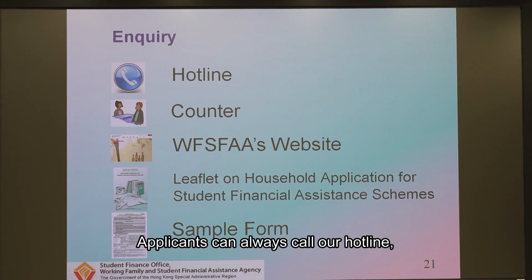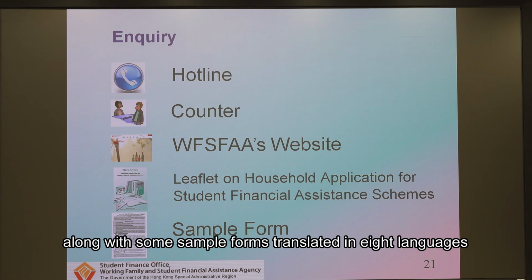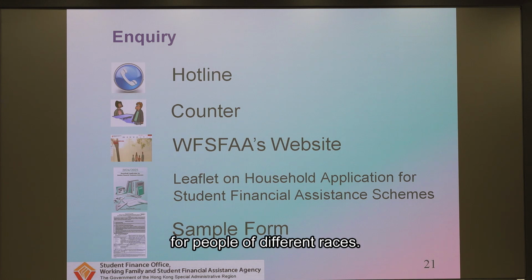Applicants can always call our hotline, visit our counter, or browse our website. You can also refer to the information leaflet, and we also prepare some at the entrance, and some sample forms translated into 8 languages for people of different races.